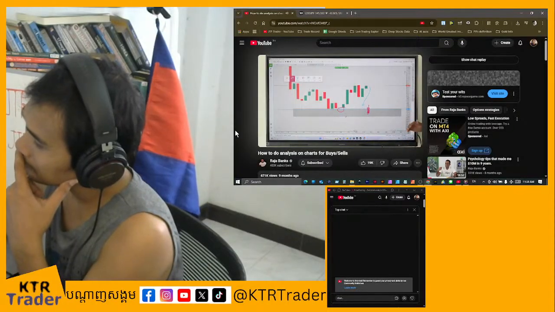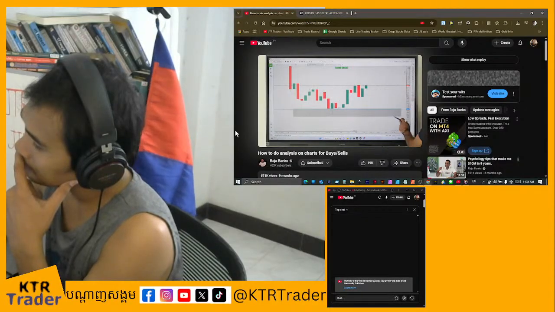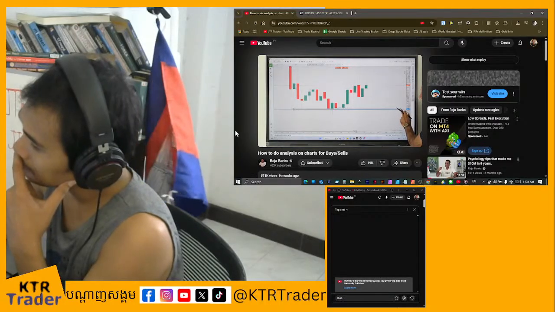My favorite way to look at the zones is this: I'm going to make this zone a little bit thinner, like this, just like a ballpark value.